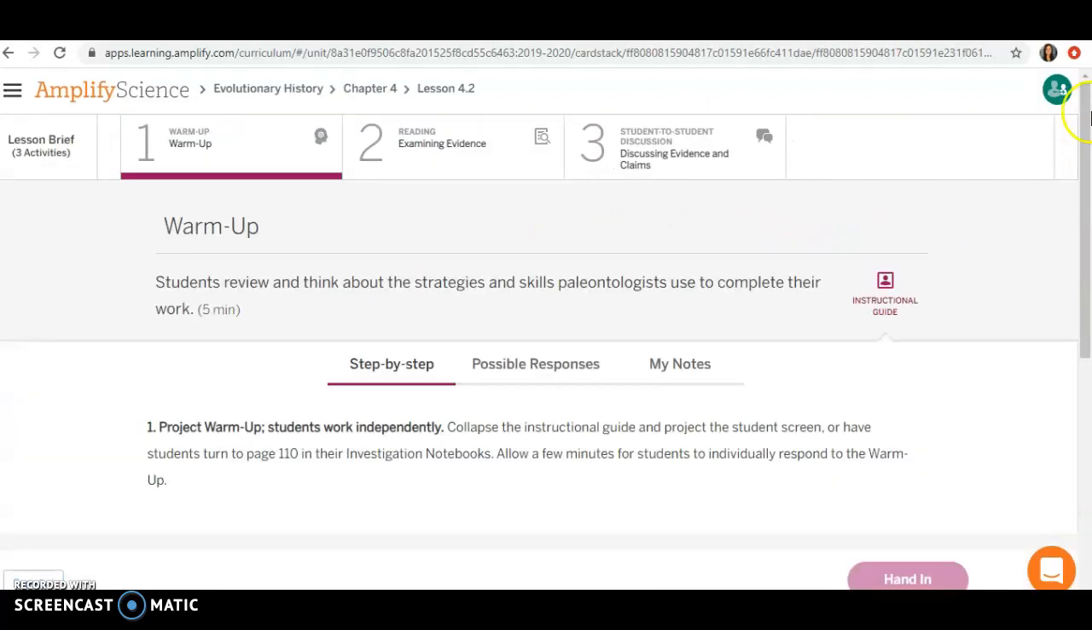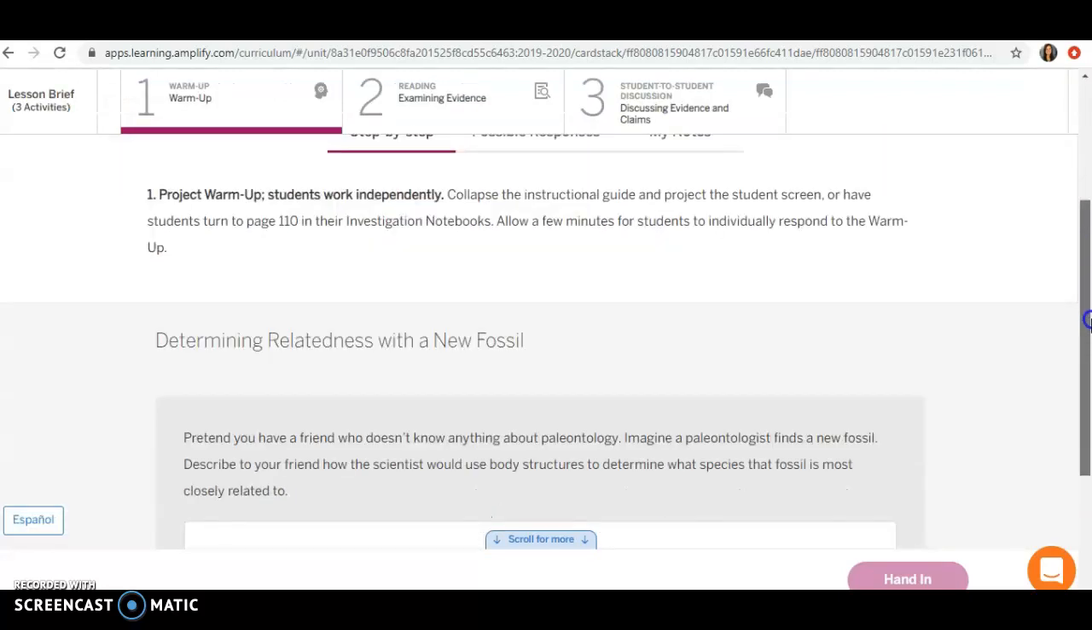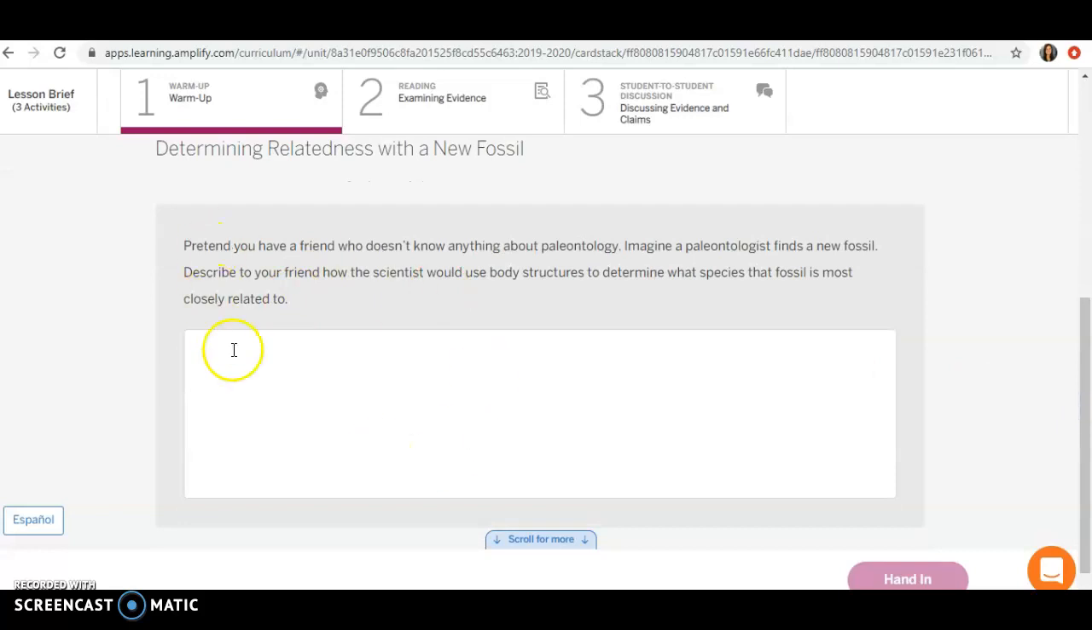So the first thing, and actually the only thing you're going to submit in Amplify, and I will go over that more in a second, is this warm-up. They give you a scenario right here, and you have to pretend that you are describing to someone who does not know what a paleontologist is and what they do. So this is an excellent quick little review of everything you've been learning in this unit so far.